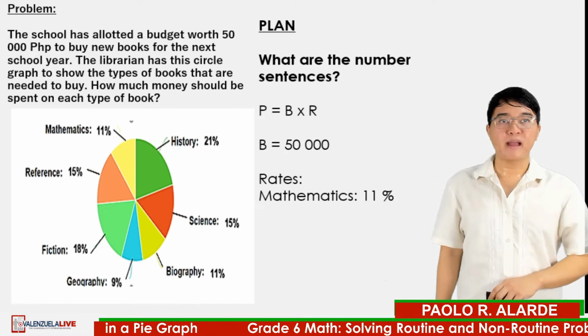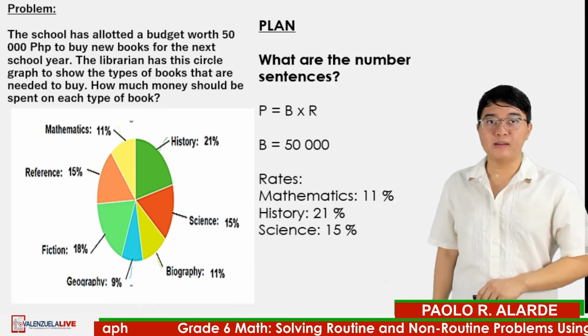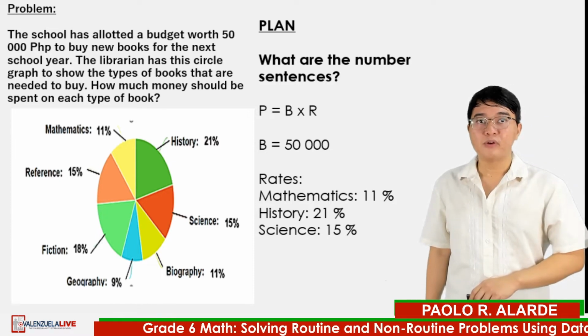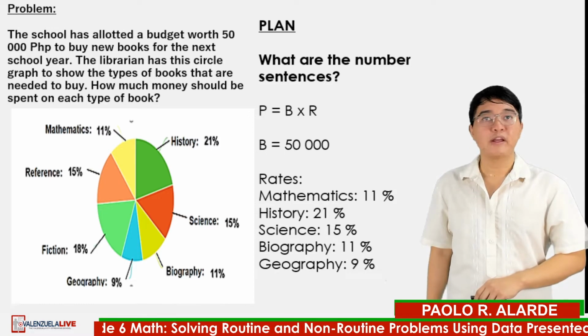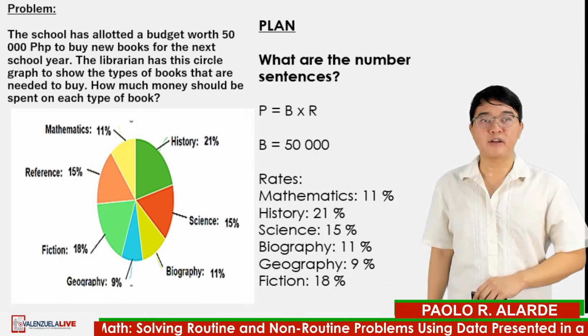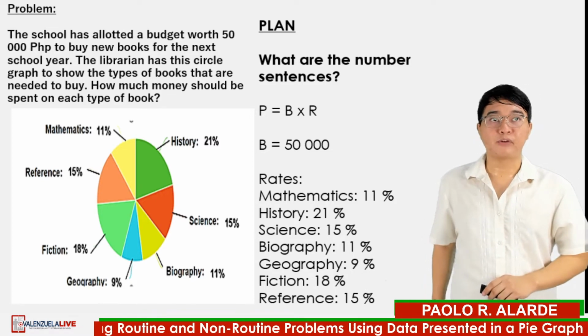Okay, for mathematics, it's 11%. For history books, it's 21%. For science books, it's 15%. For biography, it's 11%. Geography is 9%. And fiction is 18%. And the reference is 15%.